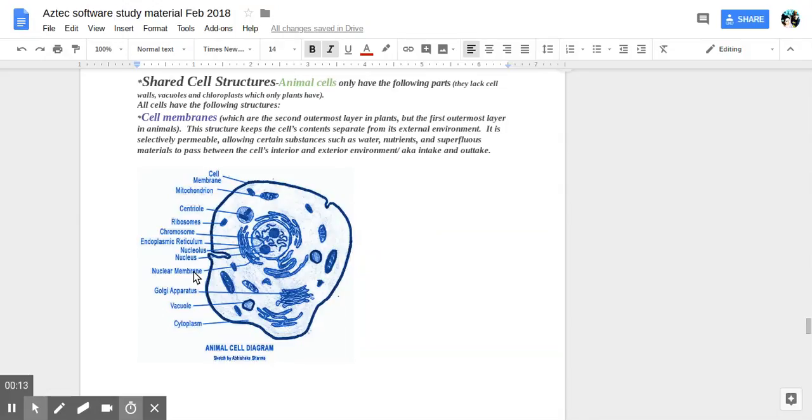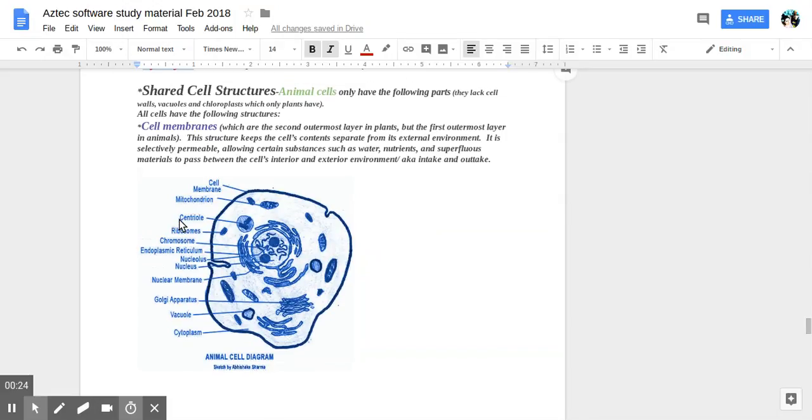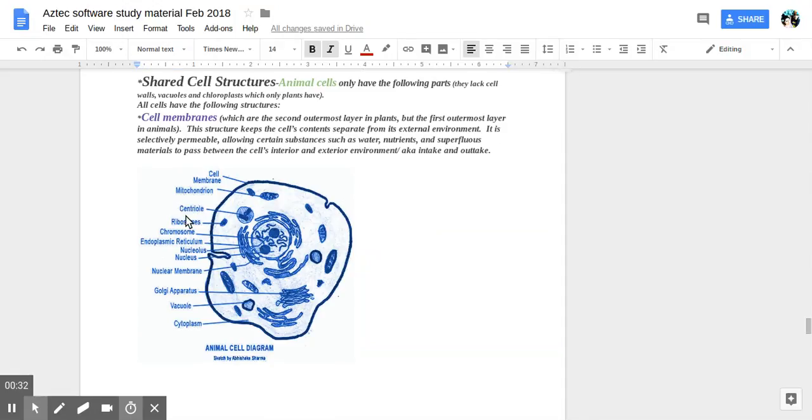We reached this section for shared cell structures. There are structures that are shared across different kinds of cells, regardless of plant or animal cells. The three organelles which are only in plants are vacuoles, chloroplasts, and the cell wall, and everything else generally is in all types of cells. So we're going over those parts.